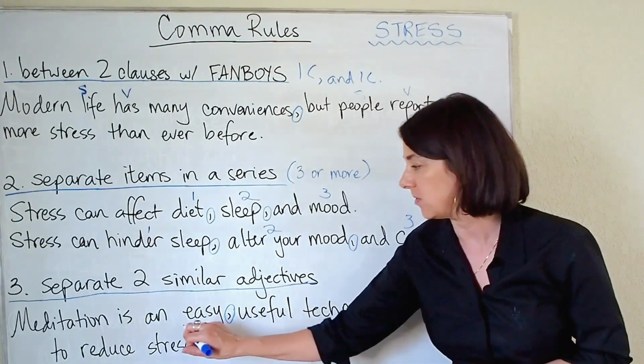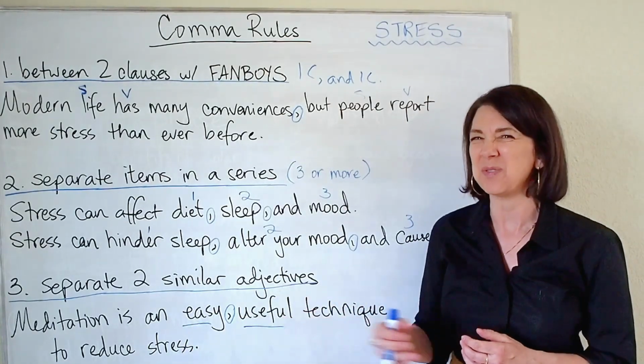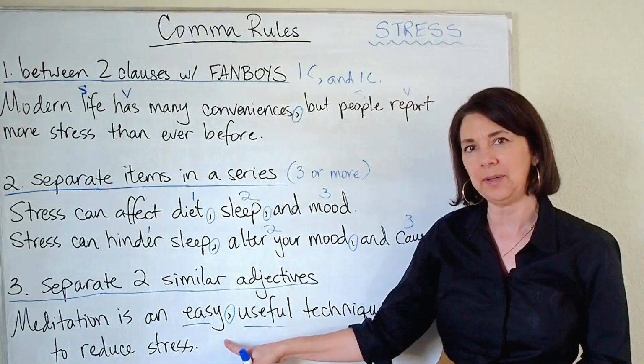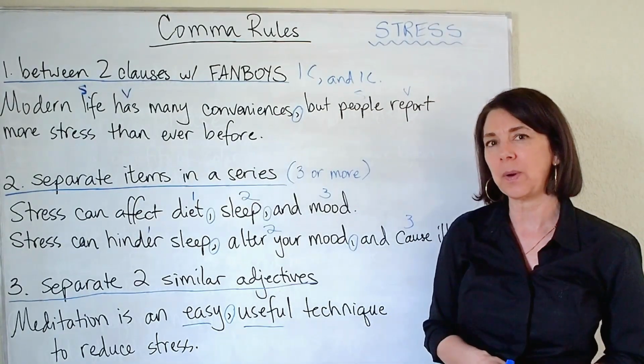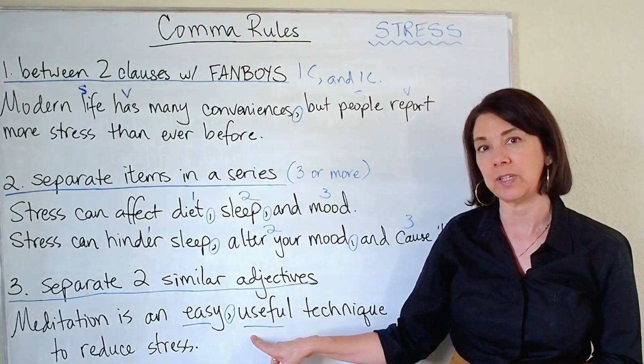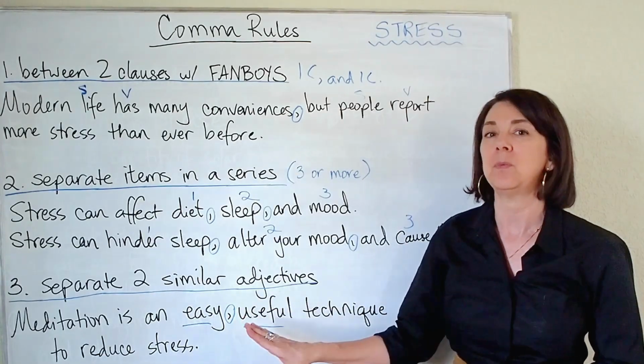Okay, here we have two adjectives. And usually we don't use and to separate those adjectives. We would usually use just this comma. This is quite different from other ways that we use commas because usually if we have only two things, we don't use a comma to combine them, but here we do.